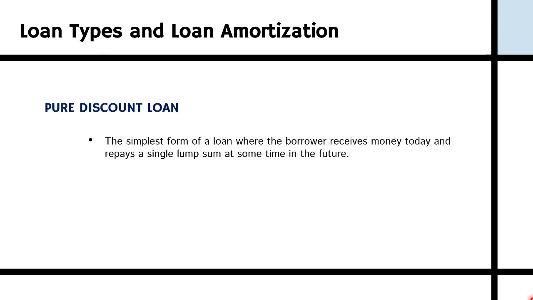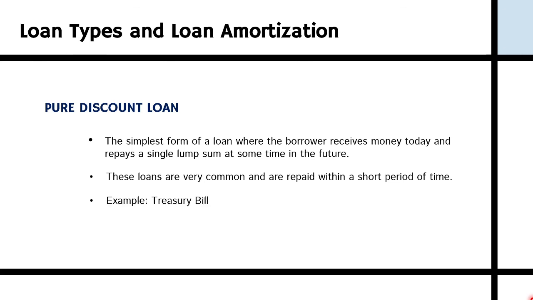So, dito naman tayo sa loan types at loan amortization. Ang unang loan type ay yung pure discount loan. The simplest form of a loan where the borrower receives money today and repays a single lump sum at some time in the future. These loans are very common and are repaid within a short period of time. An example is a treasury bill. Ano nga ba ang pure discount loan? Ito yung nangutang ka ngayon and pag magbabayad ka is one-time payment lang. Kasama na doon yung perang hiniram mo and yung interest. In short, single lump sum payment.